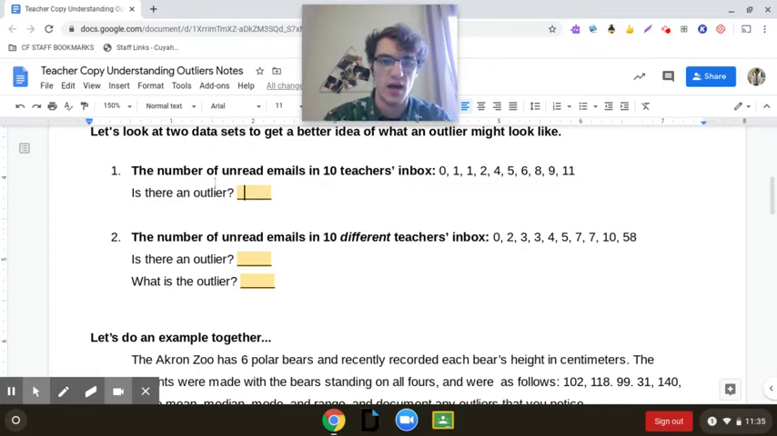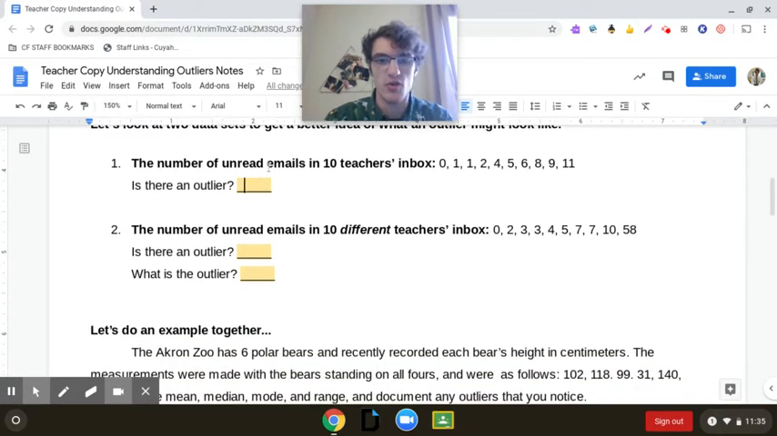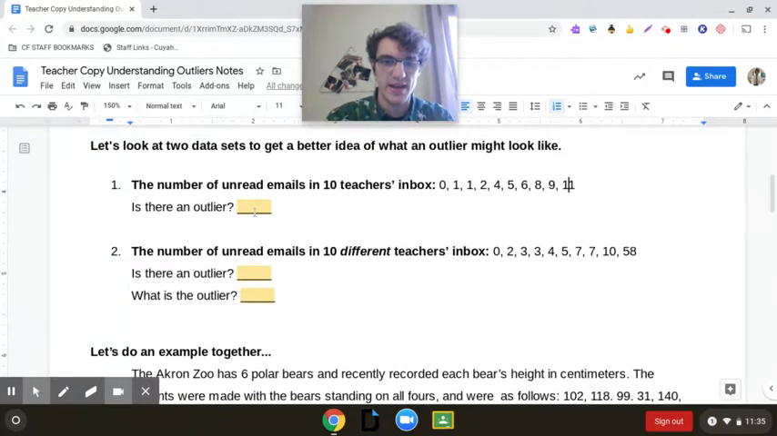But first, I made up these random examples. The number of unread emails in 10 teachers' inboxes. Here, there's one teacher that had 0 unread emails, and then one with 1, 2, 4, 5, 6, 8, 9, 11. So I asked, is there an outlier? Well, in this case, 0 is the lowest value, but that's not that much less than 1. And 11 is the highest value, but that's not that much greater than 9. So in this case, it would be no.